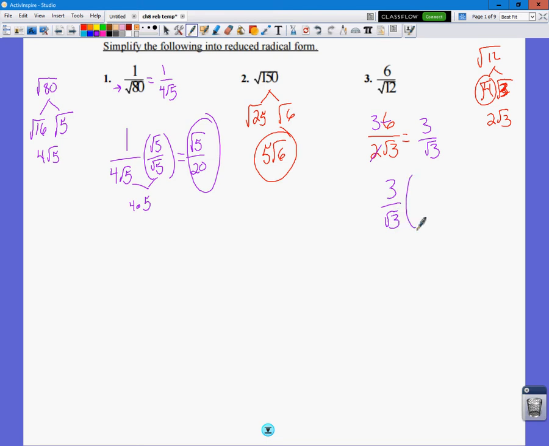I can't leave a square root in the denominator, so I'm going to rationalize it by multiplying by the square root of 3 over the square root of 3, giving me 3 square roots of 3 over 3. But you'll notice my 3 is both in the numerator and the denominator, so they just cancel out, leaving me simply the square root of 3.